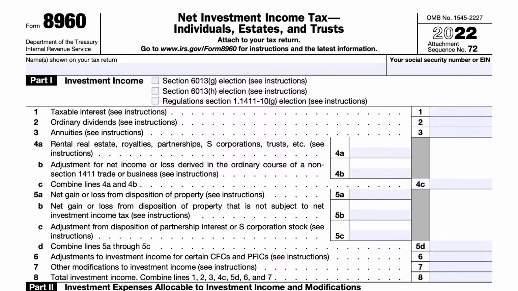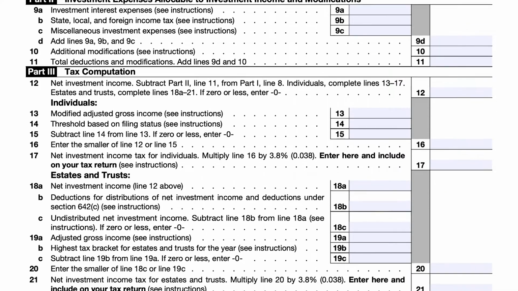This is a walkthrough for IRS Form 8960, which helps taxpayers calculate net investment income tax for individuals, estates, and trusts. We're going to briefly review this one-page form, and then go through some of the form instructions. Once we've gone through the form instructions, we'll go through this in a little more detail, line by line.